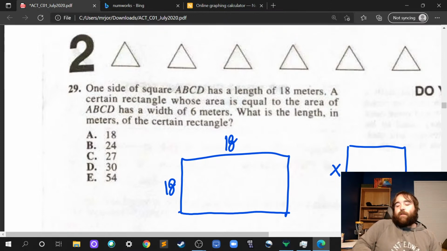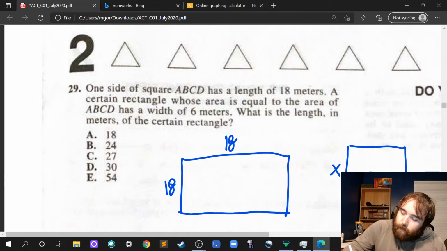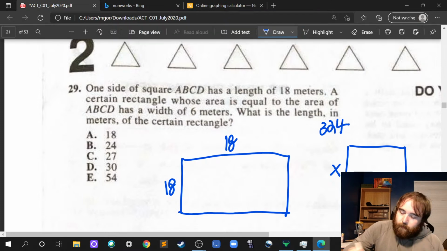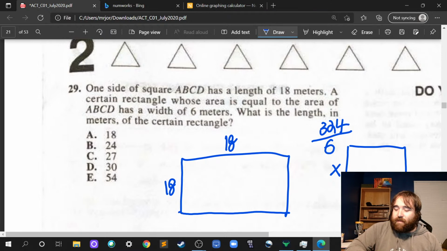Well, the areas are the same. So 18 squared. Is that really that big a number? No way. This is 9 times 2. So it's 81 times 4, which is 324. That is the area. And then we got to divide that by 6.